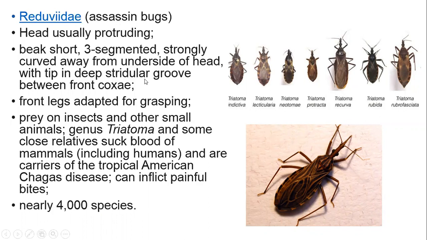The causal agent Trypanosoma cruzi, in human trypanosomiasis in South America, is carried by Triatoma. Here is an example of Triatoma and some close relatives: blood-sucking animals, including humans, carrying the tropical American Chagas disease. They can inflict a painful bite. Kala-azar in India is caused by Trypanosoma rhodesiense.